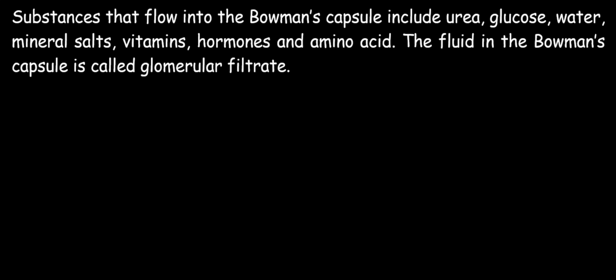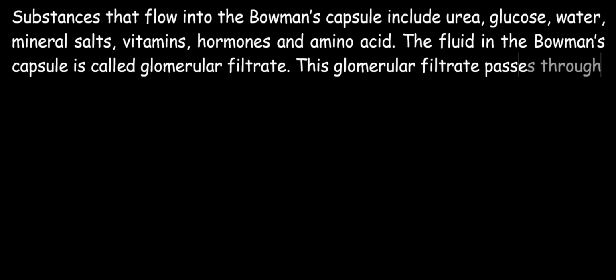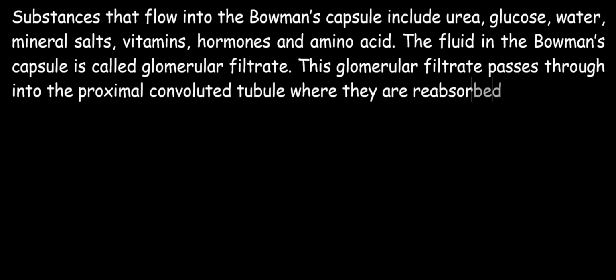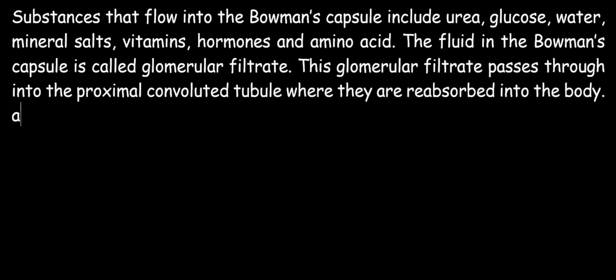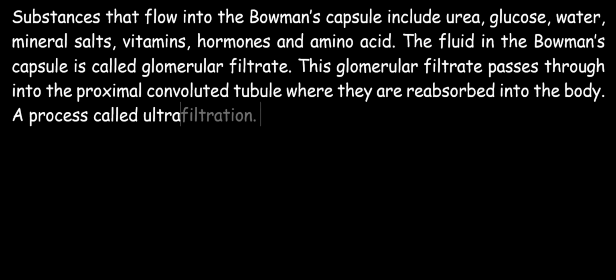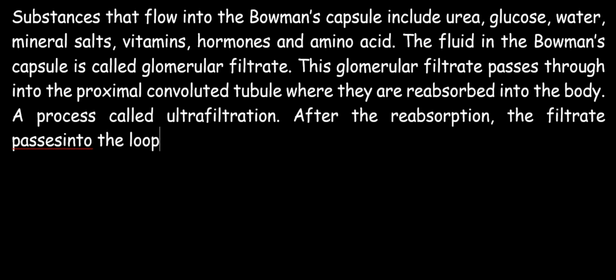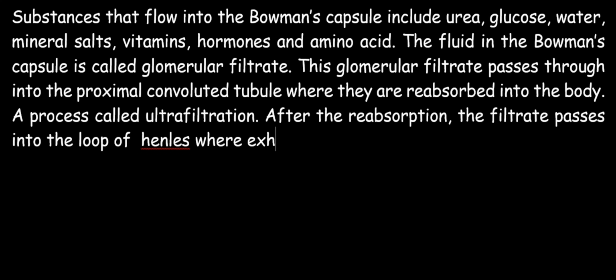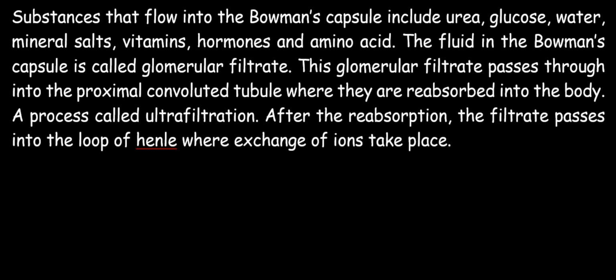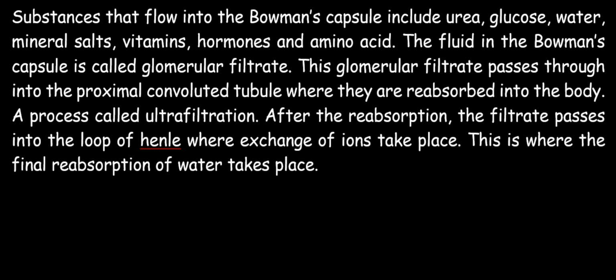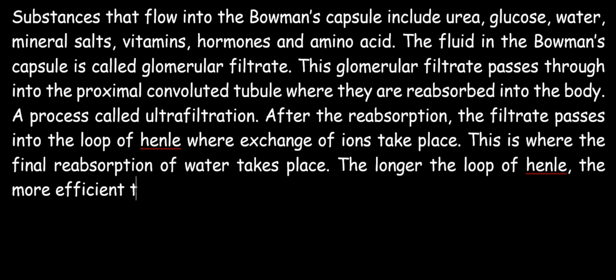This glomerular filtrate passes into the proximal convoluted tubule where useful substances are reabsorbed into the body, a process called reabsorption. After the reabsorption, the filtrate passes into the loop of Henle where exchange of ions takes place. This is where the final reabsorption of water takes place. Take note that the longer the loop of Henle, the more efficient the reabsorption of water.